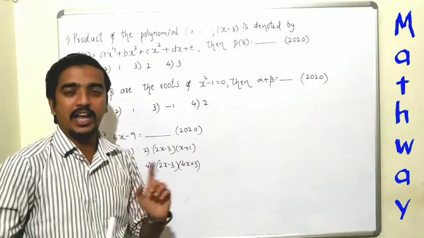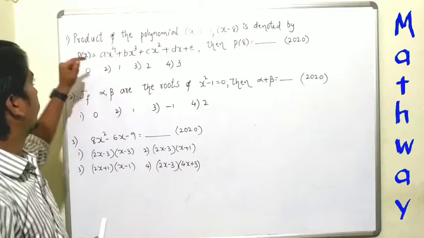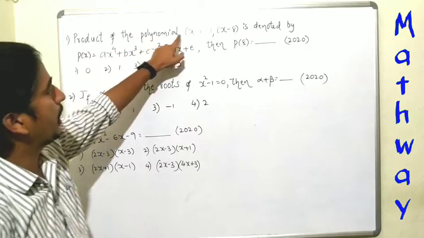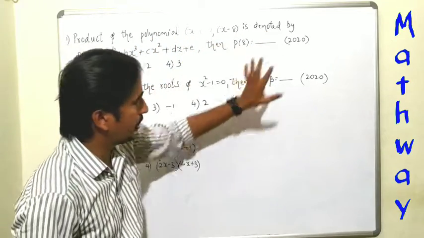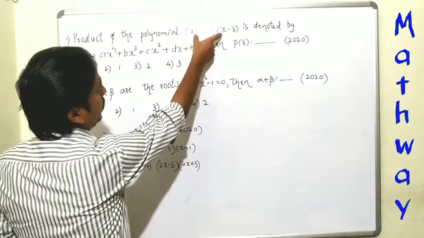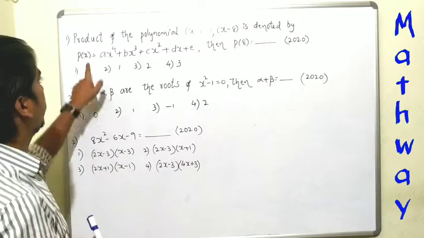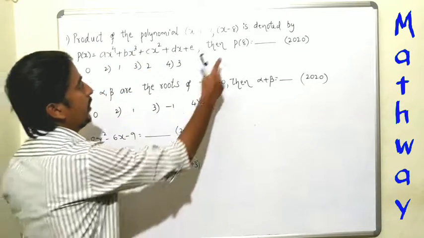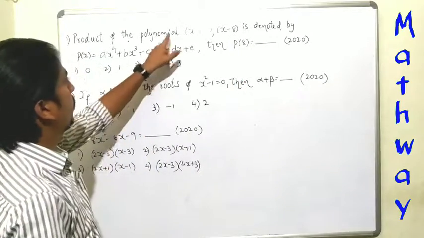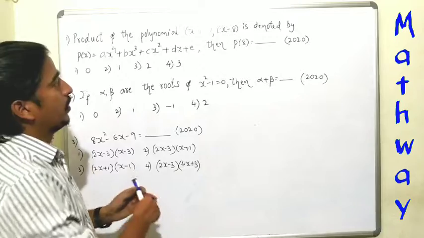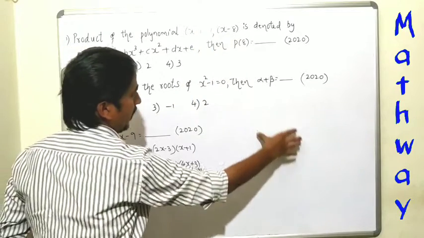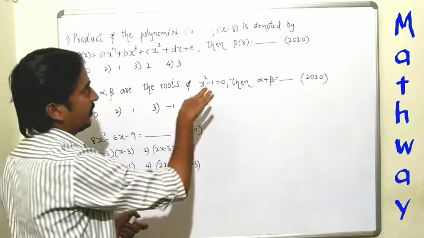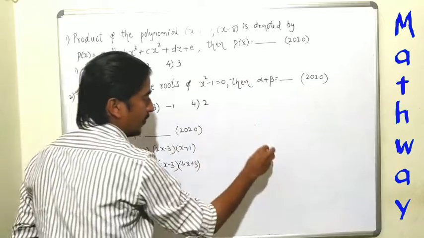And now finally the last year questions, the 2020 year questions. In the year 2020 we got 3 questions of 3 marks. The first question: the product of the polynomials x cube plus 8 and x minus 8 is denoted by p of x equals ax power 4 plus bx cube plus cx square plus dx plus e. Then p of 8 equals what? We can multiply these two terms, get a polynomial, compare to find a, b, c, d, and then in the place of x we put 8.